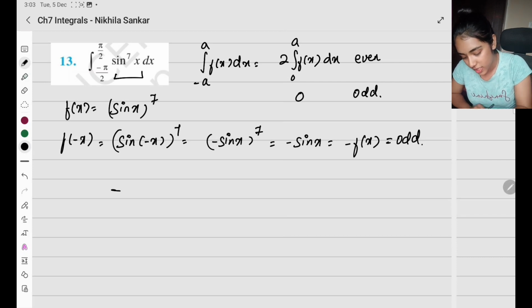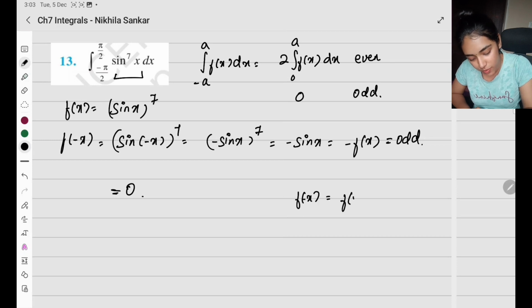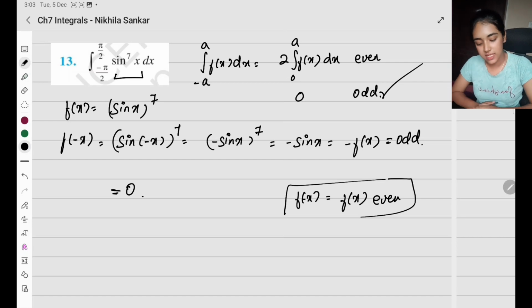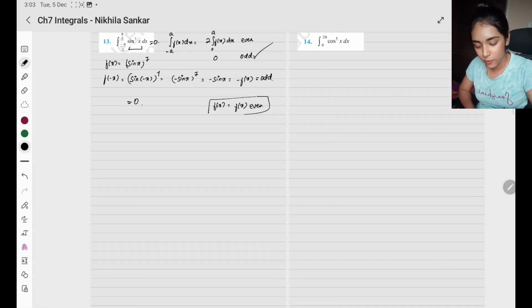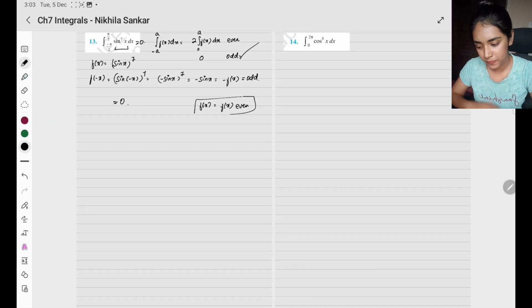So for an odd function the value is going to be 0. For an even function, how would it come? F of minus x is going to be f of x. So this would be my even function, but in this case it is an odd function. So my answer is going to be 0. So the integral's value is 0. Okay, please copy.